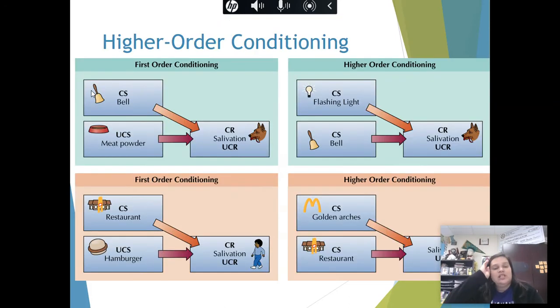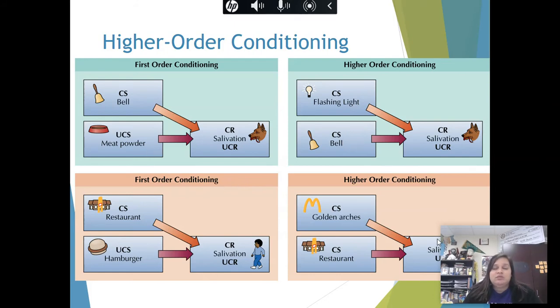So here we've got a couple examples. In Pavlov's case, we know that the bell becomes a conditioned stimulus and it creates the conditioned response of salivation. But if we could use the bell, the dog knows if I see the bell, he's going to salivate. Sees the bell, he salivates. Now we can pair that with a flashing light, and then he'll salivate to either the flashing light or the bell. This is higher order because the bell is not a true unconditioned stimulus. The bell already has a learned value.